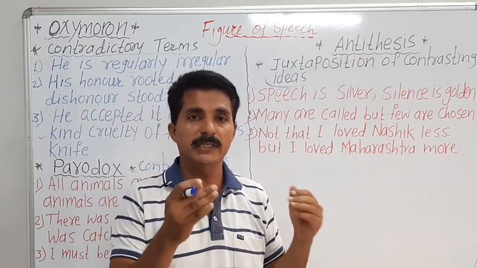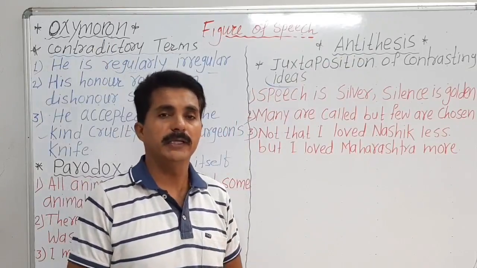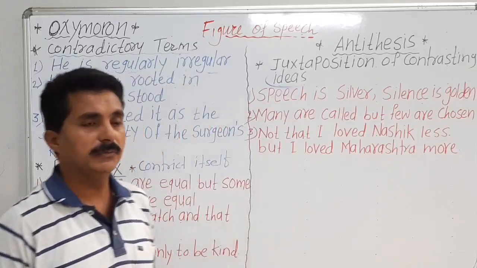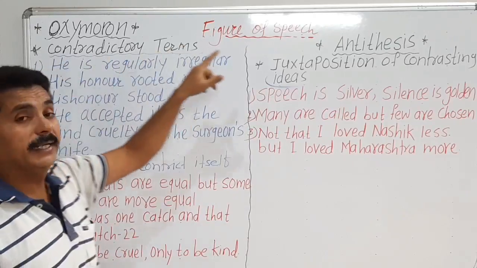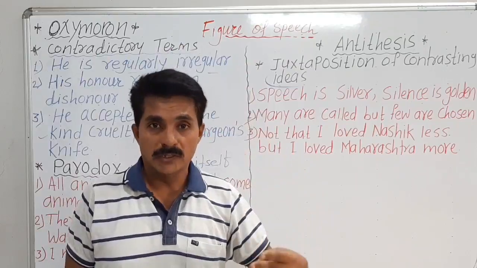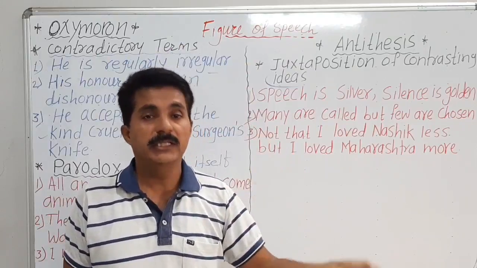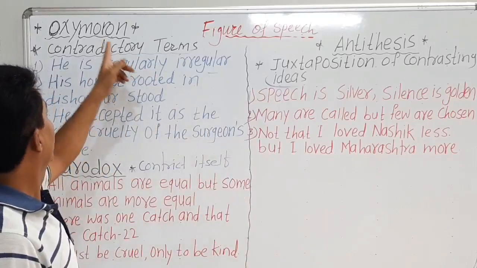All these are a little bit complicated, but paradox and antithesis are more complicated. So we have to understand the difference between them. Let us learn the first one, oxymoron. What is oxymoron? In this figure of speech we have contradictory terms. It means that we have two or more opposite words in the same sentence, if it happens, the figure of speech is oxymoron.